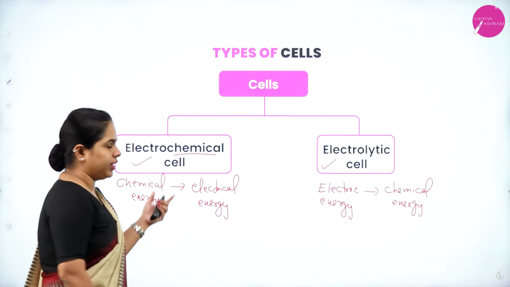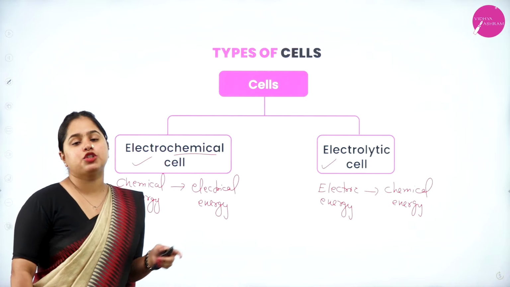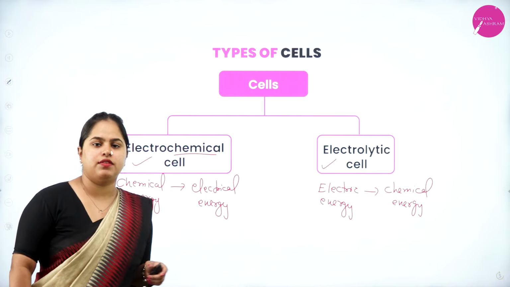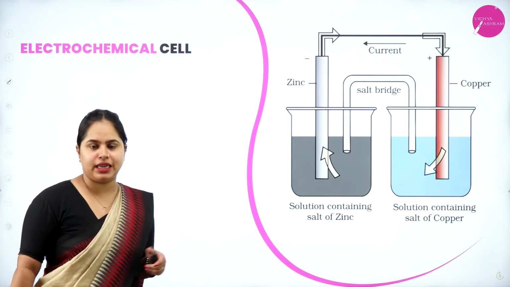So first we are going to study in detail about the electrochemical cell, wherein we will be discussing a specific electrochemical cell, that is the Daniell cell, which is very, very important, right? So moving on to the electrochemical cell.